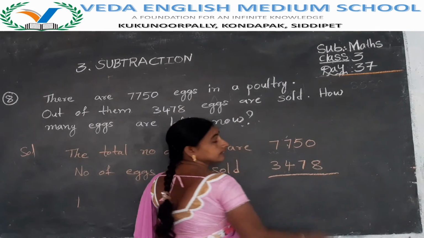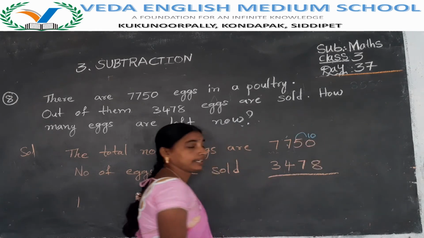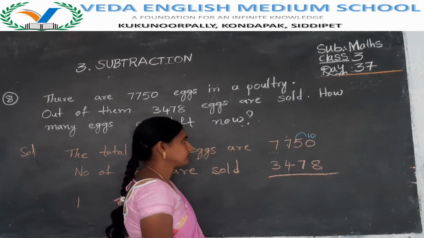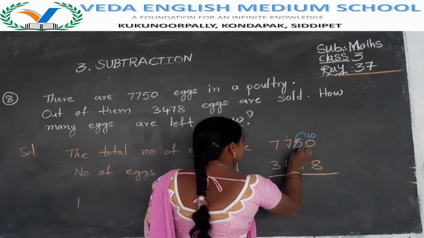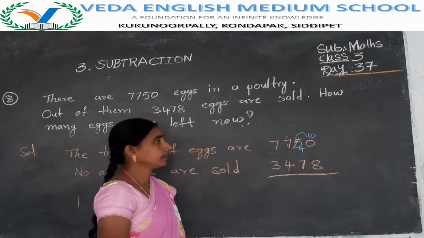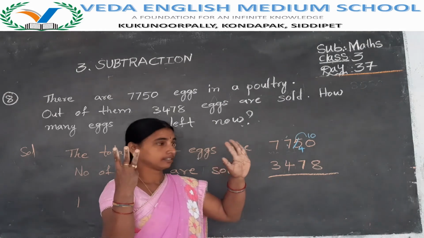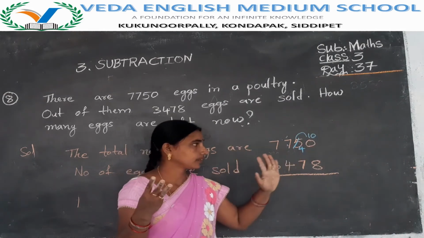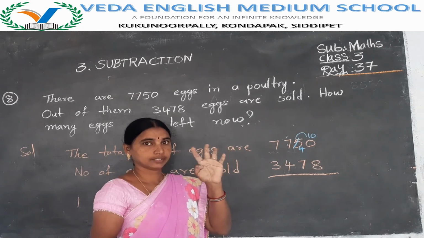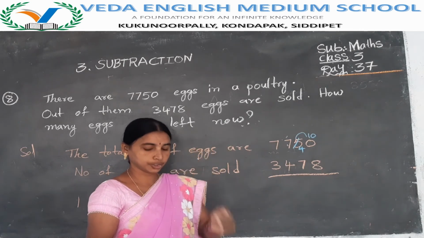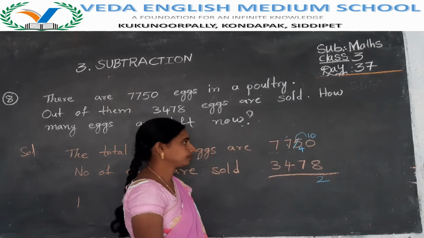Is 0 minus 8 possible? Not possible. Take 10 minus 8. Here 5 becomes 4. 10 minus 8. Nana, take 8 backward from 10: 9, 8, 7, 6, 5, 4, 3, 2. So 10 minus 8, the difference is 2.